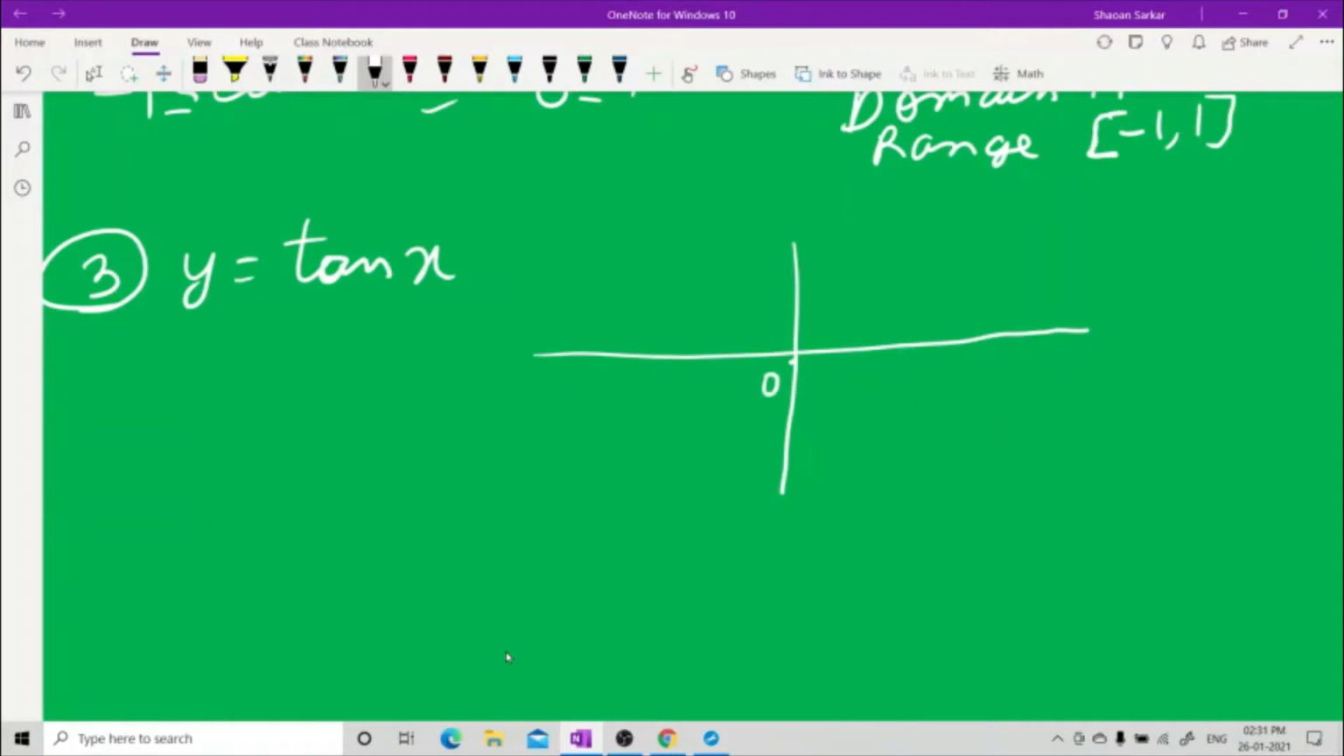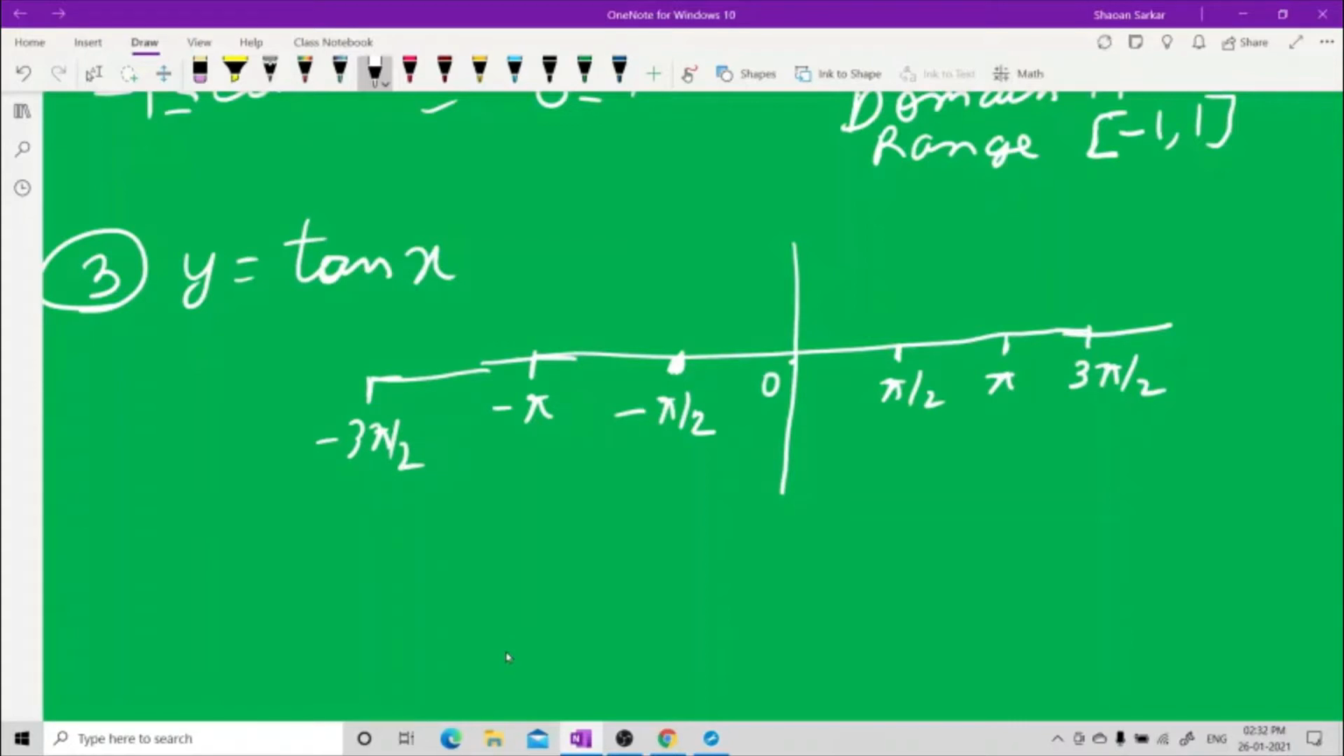Then this is your 0. This is your pi by 2. This is your pi. And this is your 3 pi by 2. I'll draw till here only. That will be sufficient. Then here it will be minus pi by 2. Then this will be minus pi, and this will be minus 3 pi by 2.